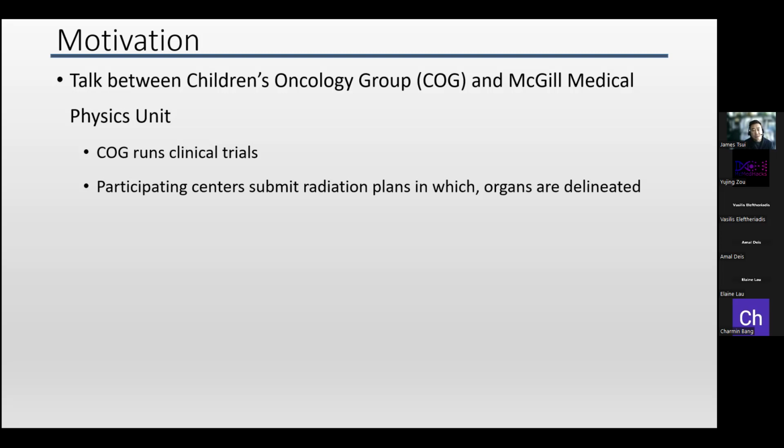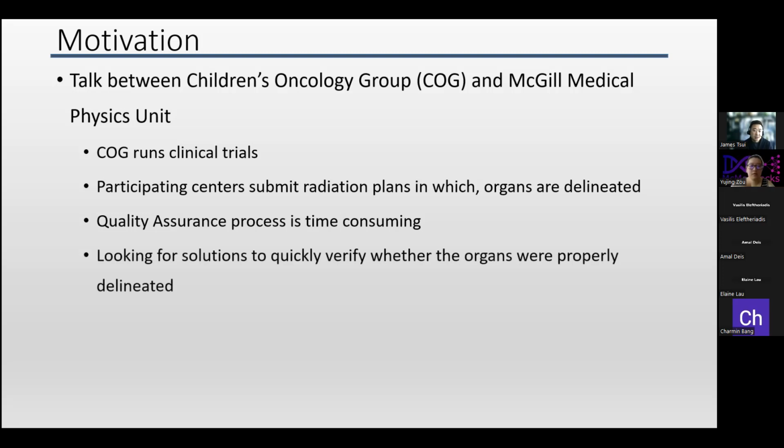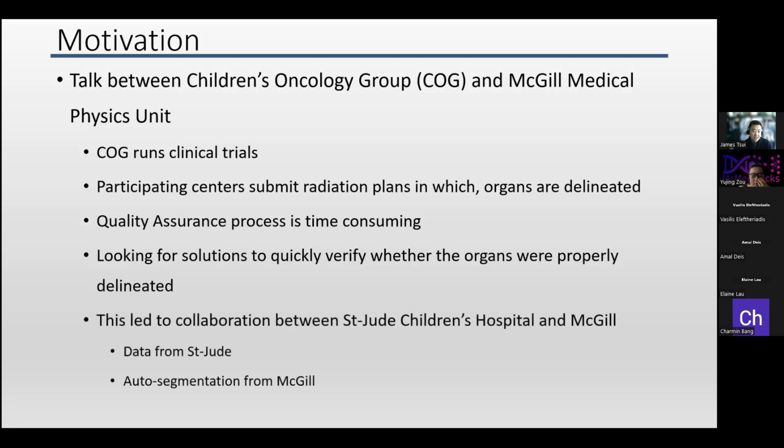Most of the participating centers, when they enroll patients in these clinical trials, have to submit radiation plans for central review, in which organs at risk of receiving radiation, not the target, are delineated. Now, to make sure that everything is compliant to protocol and QA standard, a quality assurance process is done, and it's quite time consuming. So basically the COG was looking for a solution to quickly verify whether the organs are properly delineated. And this led to the collaboration between St. Jude Children's Hospital and McGill University. Data were provided from St. Jude, and the deep learning expertise was provided from McGill.